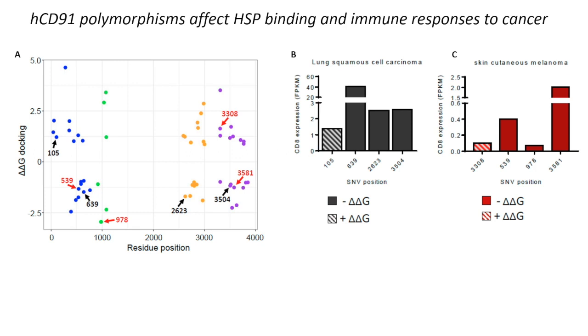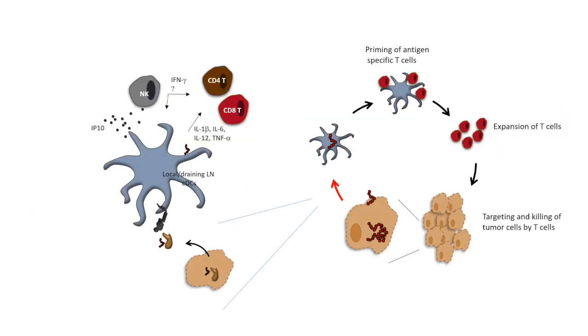Using available TCGA data in cancer patients with lung carcinomas in panel B or melanoma in panel C, we show that CD91 single nucleotide variations that enhance HSP binding correlates with enhanced CD8 T cell infiltrates in tumors, which is an indicator of better prognosis. The reverse is also true. In conclusion, our current study provides a picture which implicates the heat-shock protein CD91 pathway in tumor immunosurveillance and in priming T cell responses to tumors in humans.